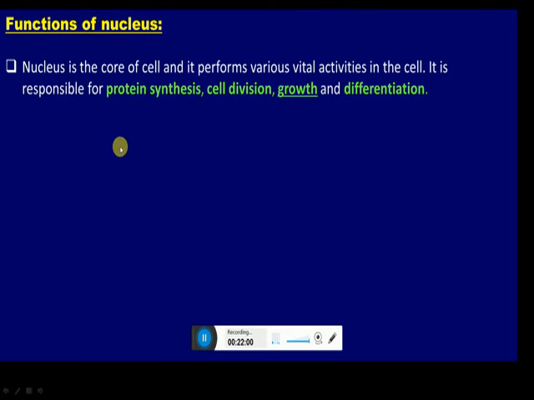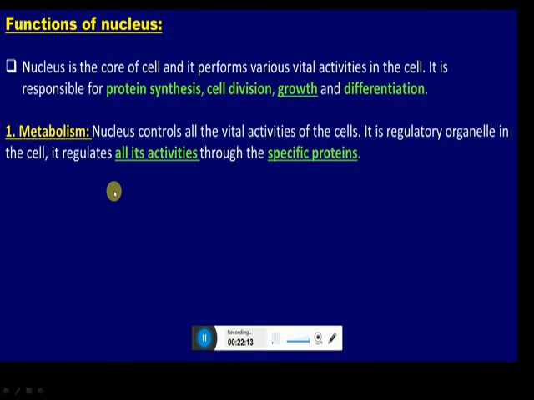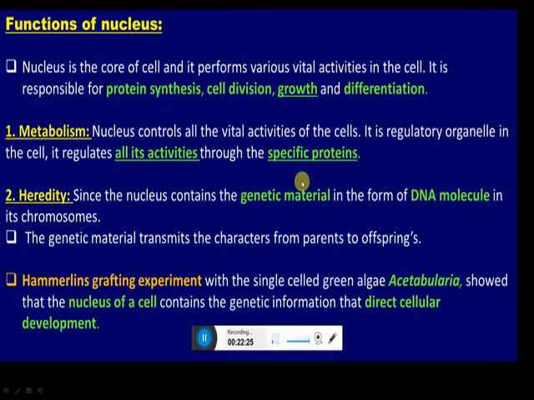The functions of the nucleus: the nucleus is the core of the cell and it performs various vital activities. It is responsible for protein synthesis, cell division, growth and differentiation. The first function is metabolism. The nucleus controls all the vital activities of the cell. It is a regulatory organelle of the cell. It regulates all its activities through specific proteins.